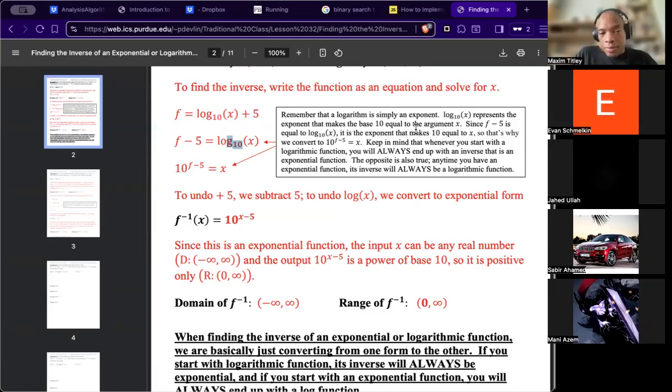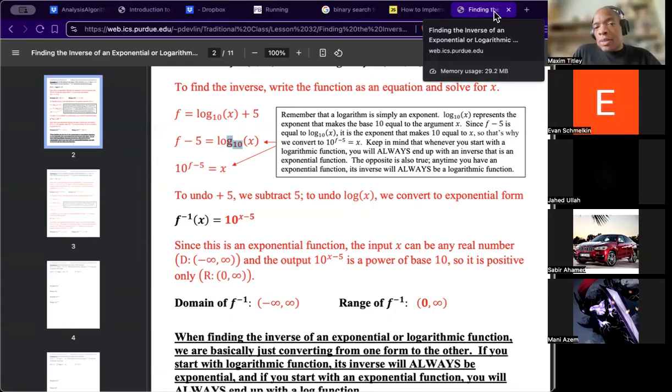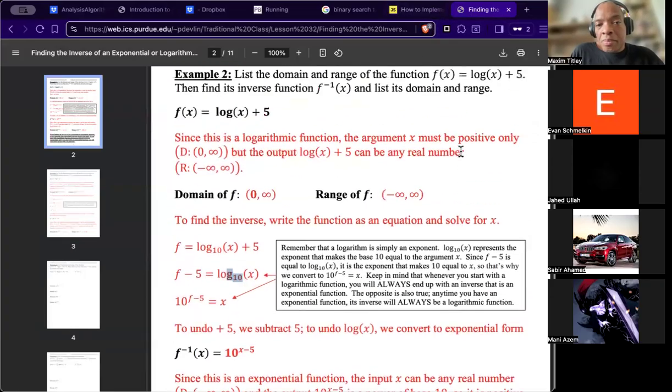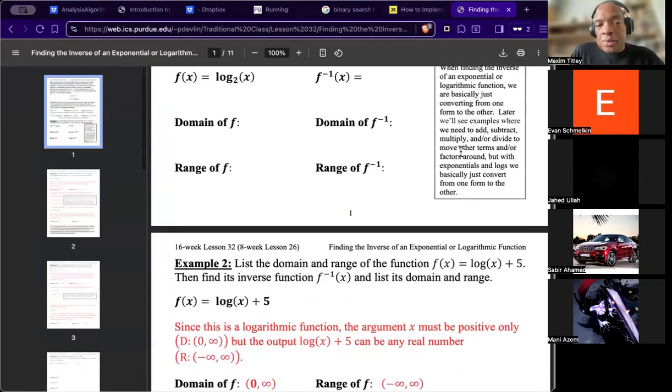Is that clear? That's just how you do it with the inverse operations. Yes, no. Yes, Evan, let's hear some. Yeah, thanks for showing this. This is very good. Great.